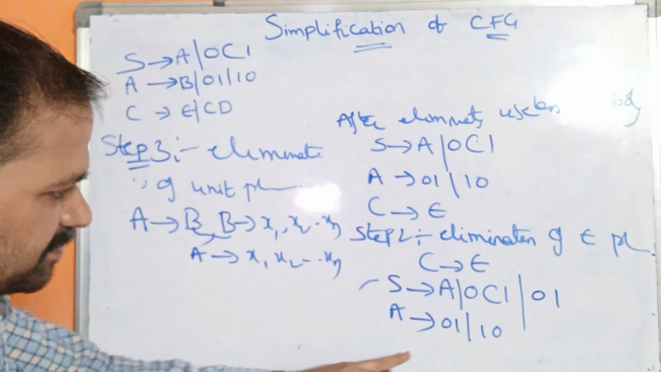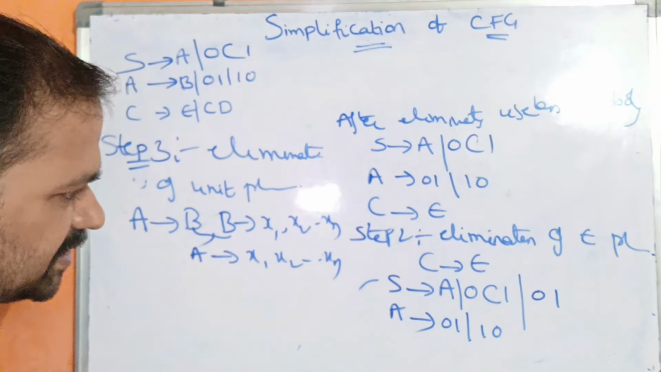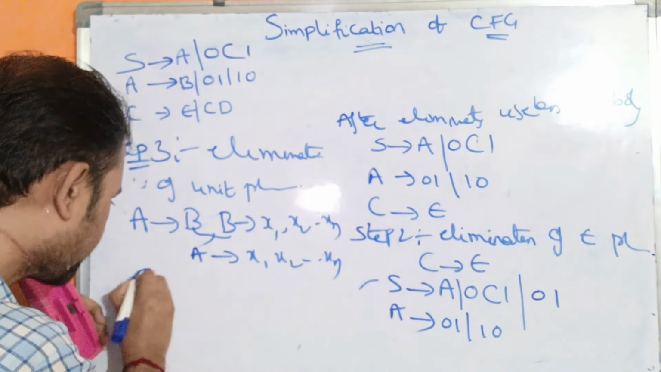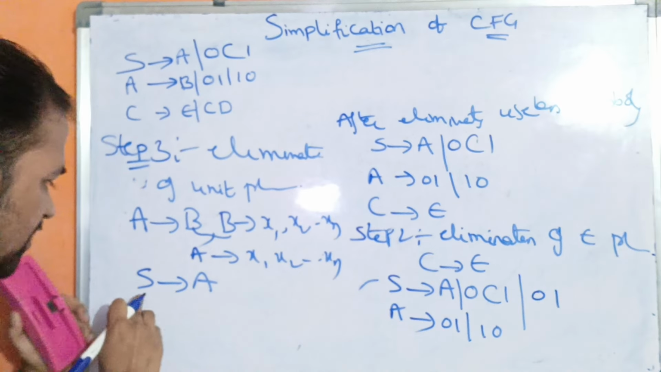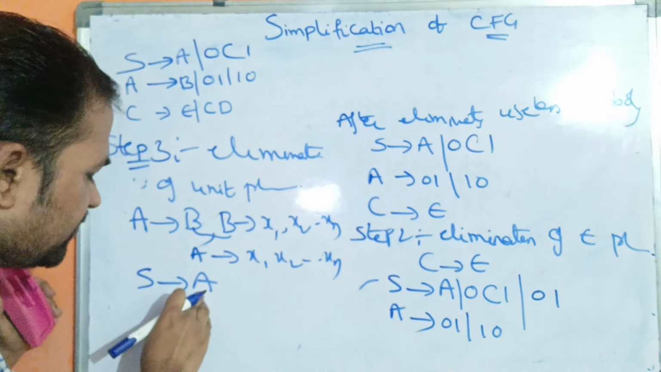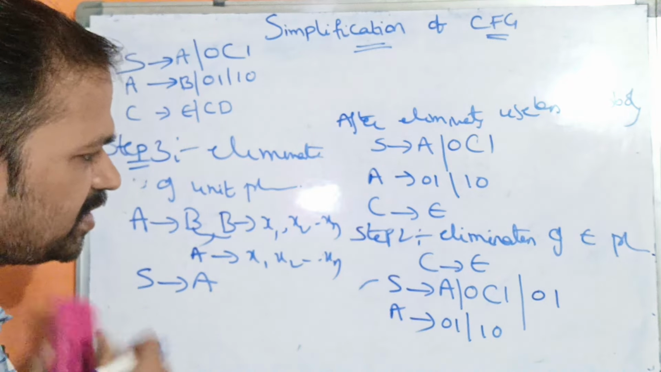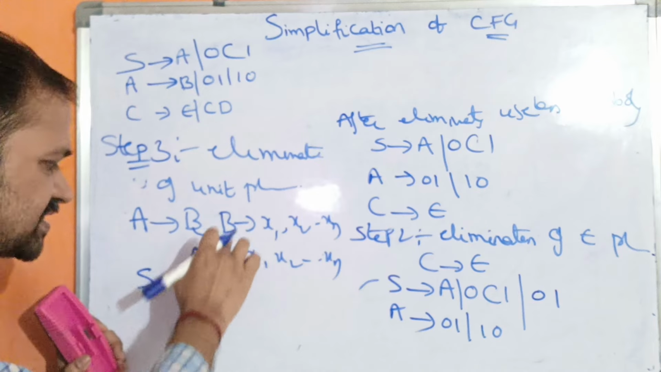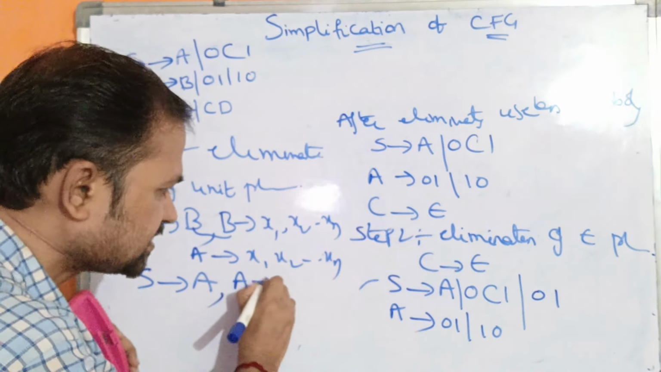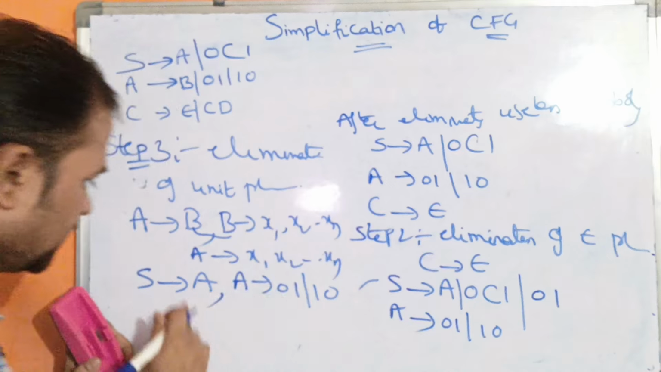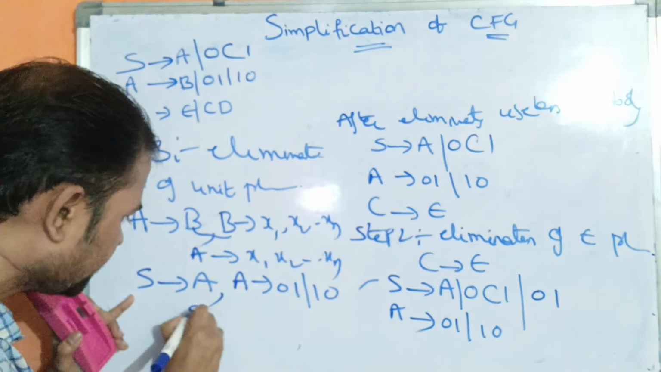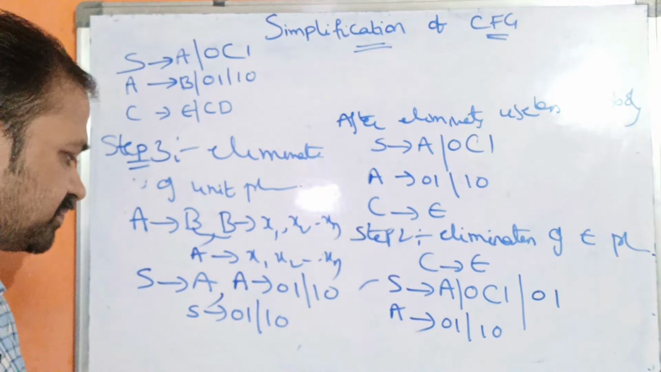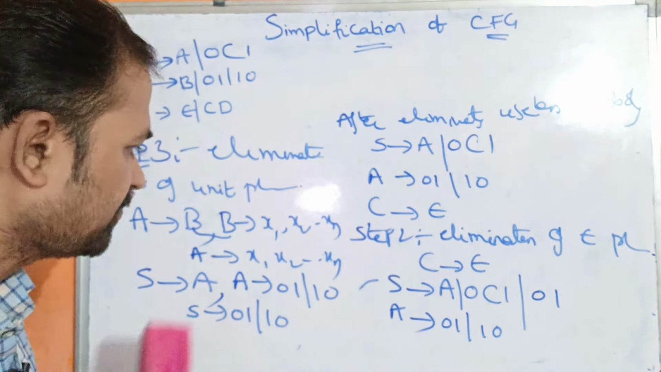If we observe this grammar, what is the unit production we have? S implies A is the unit production. Why? Because the left hand side contains only one non-terminal and the right hand side contains only one non-terminal. We have to search for the production which starts with A now. A produces 0 1 or 1 0. Then how can we eliminate this production? Simply in place of A we replace with 0 1, 1 0. In this way we can eliminate the unit production.